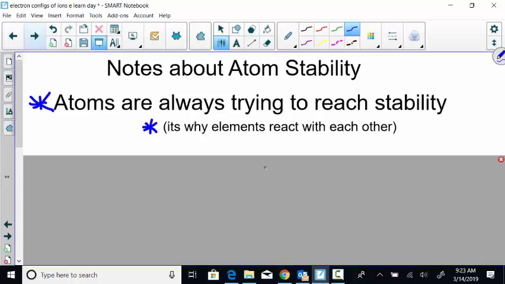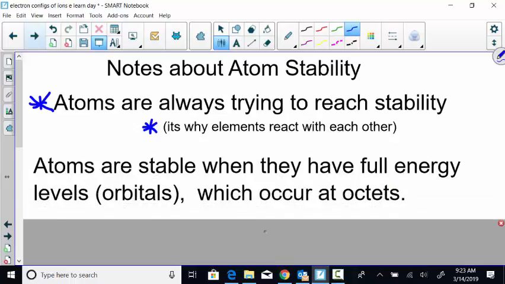It's literally why elements react with each other. Our ultimate goal here is we want to get into chemical reactions, and we are itching to get there. We are very close now because we have to look at what they are trying to do, and they're always trying to reach stability. So what is stability? Well, chemists have found out that atoms are stable when they have full energy levels. And those full energy levels turn out to be their orbitals.